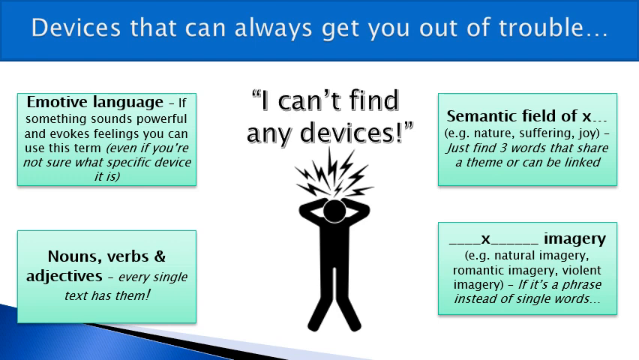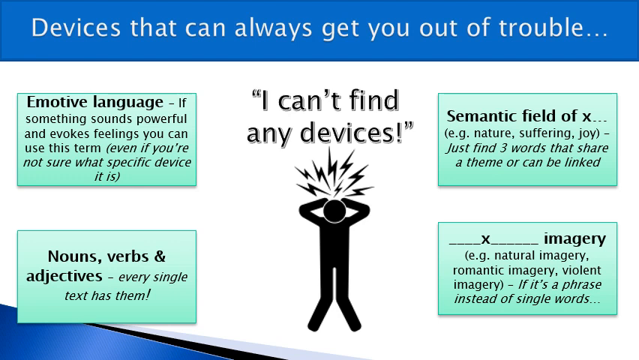Every single text has verbs, doing words, and those are actually often very powerful, particularly if they're dynamic and to do with movements. And finally, adjectives, describing words, can be really important, and every single text will have some of every type. So once you feel confident identifying those, you know they're always going to be in the text.